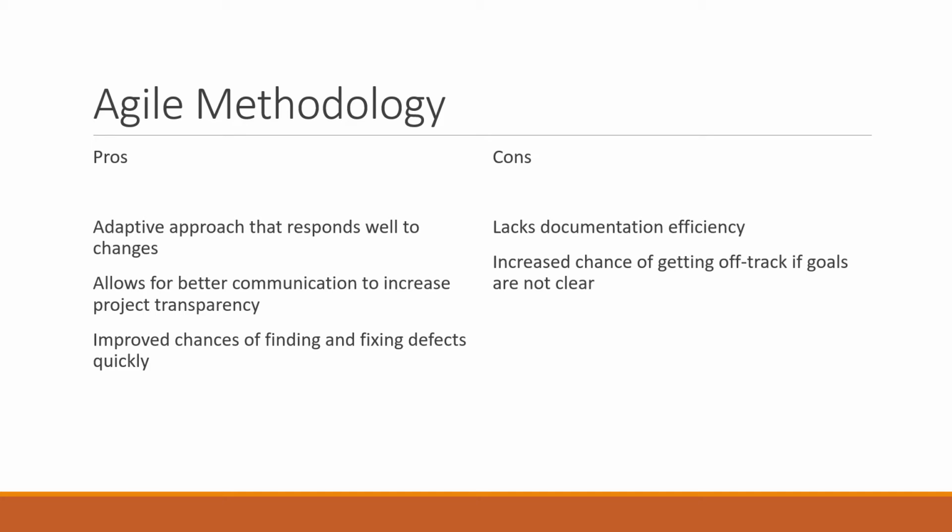The pros to the agile methodology include an adaptive approach that responds well to changes. The agile methodology allows for better communication to increase project transparency, and the agile methodology improves chances of finding and fixing defects quickly. Cons in the agile methodology include lacking documentation efficiency, and there's an increased chance of getting off track if goals are not clear.